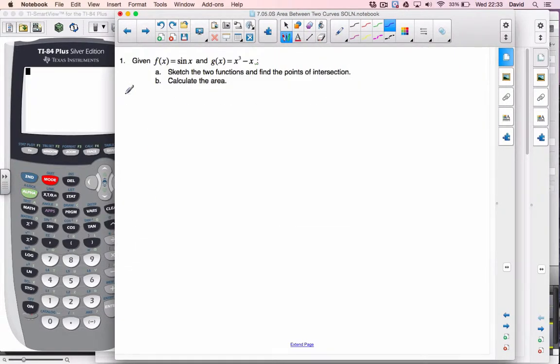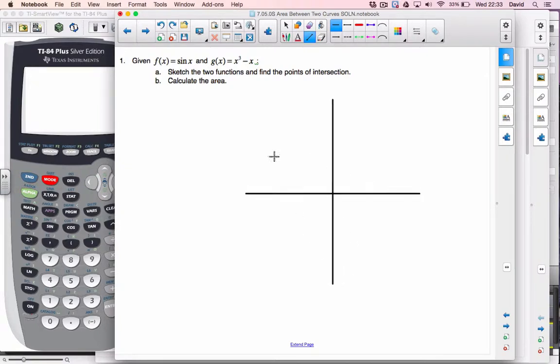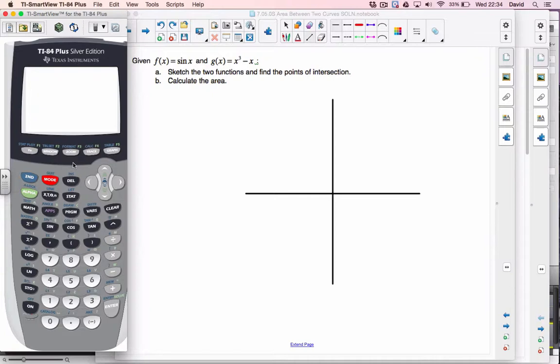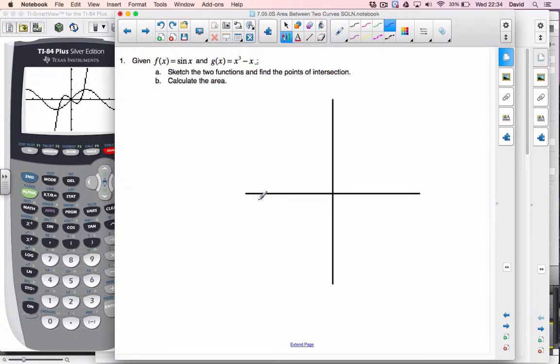So let's try an example. Given sine x and x cubed minus x, sketch the two functions and find the point of intersection. Well, let me make a quick little graph here. And I've already been on my calculator, so if I zoom to number 4, here's sine x, here's x cubed minus x. As you can see, I've entered it. And so when I look at this graph, if I'm going to do a quick little sketch, I know it's going to be like this and like this.